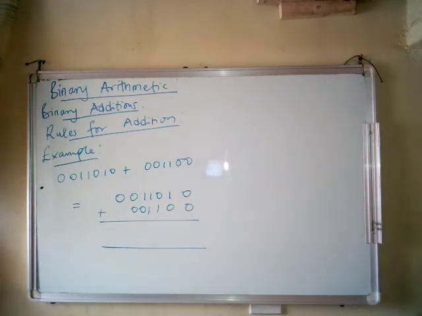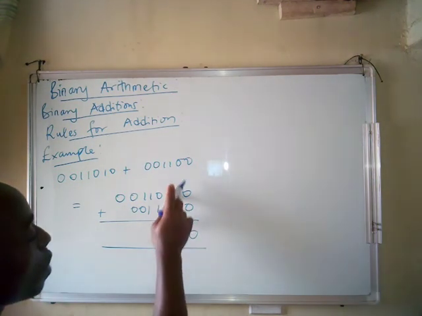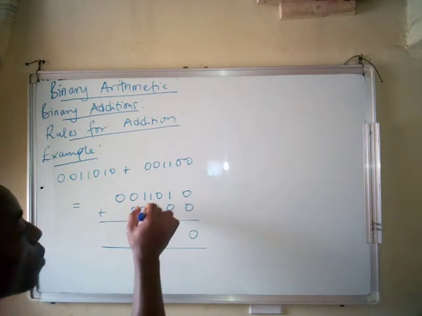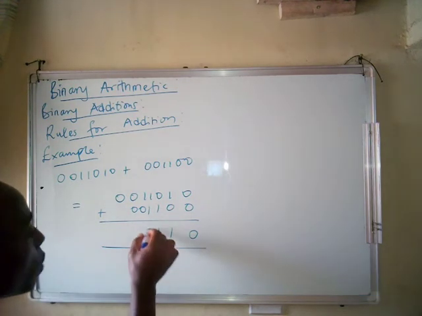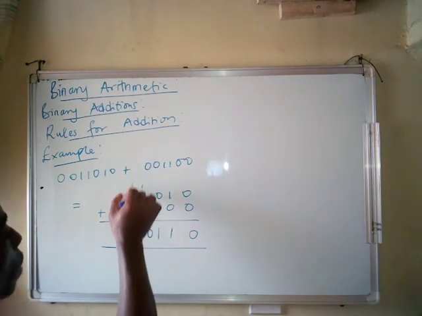So according to the table, what would 0 plus 0 give us? 0. What would 1 plus 0 give us? 1. 0 plus 1, 1. What would 1 plus 1 give us? 10, right? Then you put 0 and carry 1. 1 plus 1, 10. 0, carry 1. 1 plus all that.